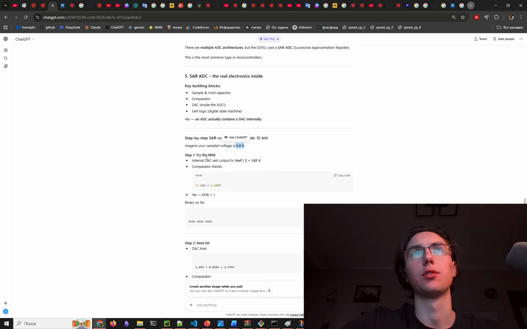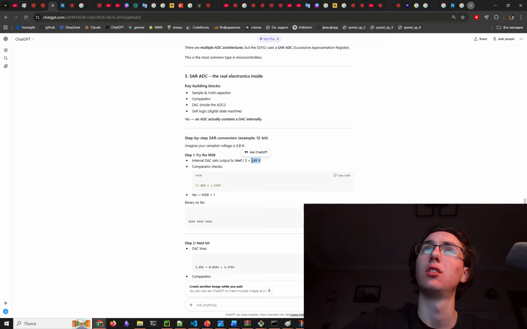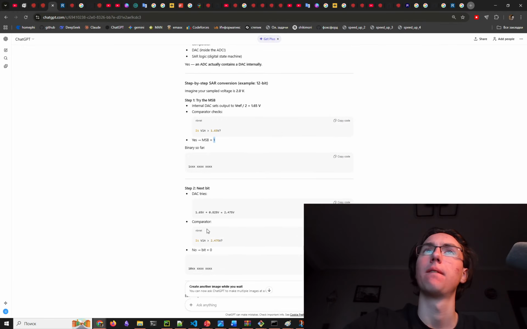So imagine 2 volts. The DAC sets its output to 1.65. The comparator checks: is the input more? Yes. Binary so far. The DAC tries the next one.